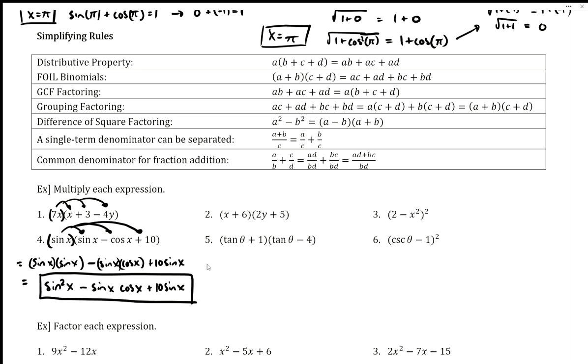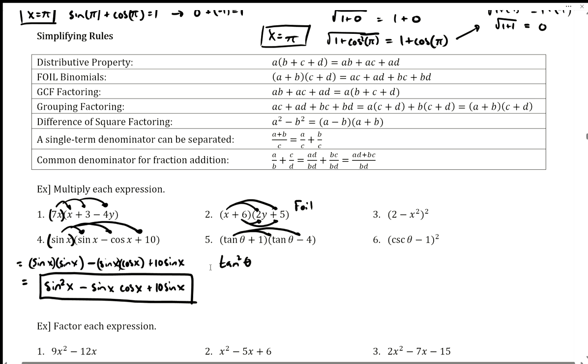Okay, number 2. Again, the same deal. This one would be a FOIL problem. The x would distribute, and then the 6 would distribute. Okay, so let's do this one. We'll do some colors with number 5. So the tangent of theta would distribute. So tangent of theta times tangent of theta. Let's just do that right away. Tangent of theta times tangent of theta would be tangent squared of theta. And then tangent of theta would times the minus 4, and we'd have minus 4 tangent of theta.